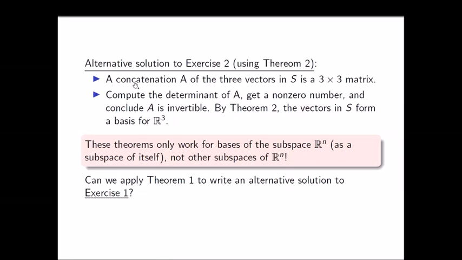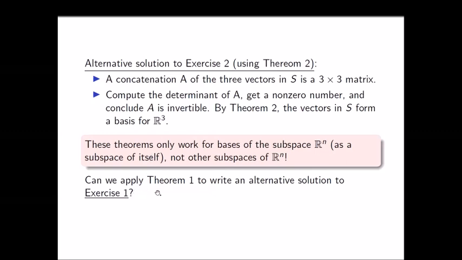So, like before, we start with the concatenation of the three vectors in S, and that gives us a 3 by 3 matrix. We can compute the determinant of the matrix, get a non-zero number, and then conclude that A is invertible. Now, by theorem 2, because it's invertible, the vectors in S are going to form a basis for R3 because the vectors are the columns of the matrix A. So we have just bypassed the entire concept of rank in this strategy.